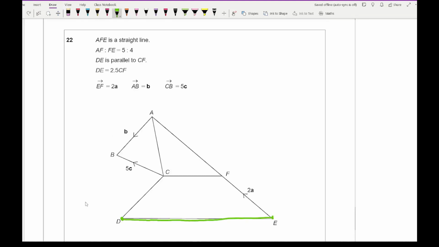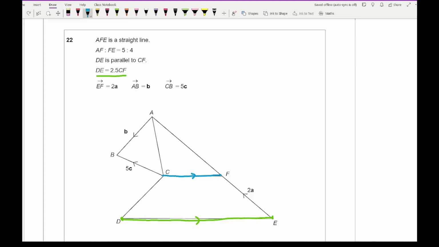Now, in order to do that, what I need to do, using this ratio here, is work out what C to F is going to be. Now, in order to work out C to F, I need to work out what A to C is, and, well, actually, I need to work out what A to F is. So let's have a look at working through this.